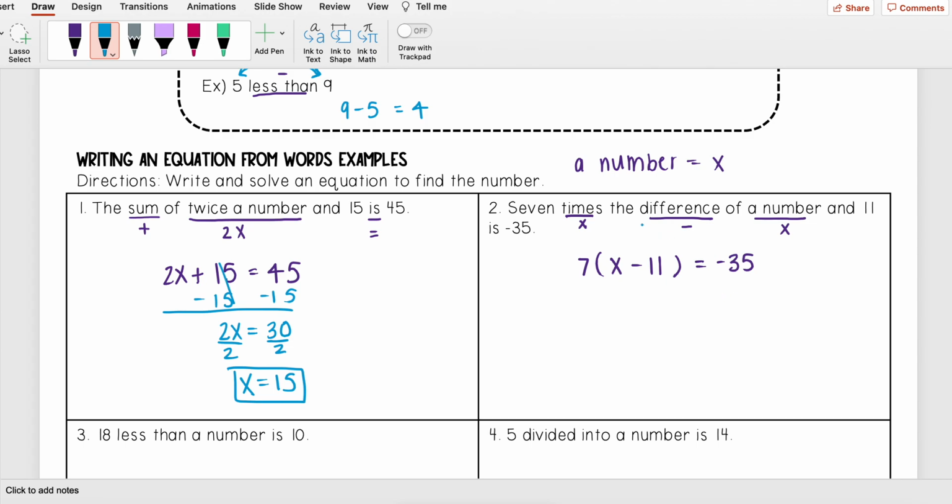So I have my equation now. I can go ahead and solve it. So I'm going to go ahead and distribute my 7. So I have 7 times x to get 7x. 7 times negative 11 is negative 77 equals negative 35. I'm going to add 77 to both sides. And when I do that, I get that 7x is equal to negative 35 plus 77, which is 42. And then divide both sides by 7. And I get that x is equal to 6.